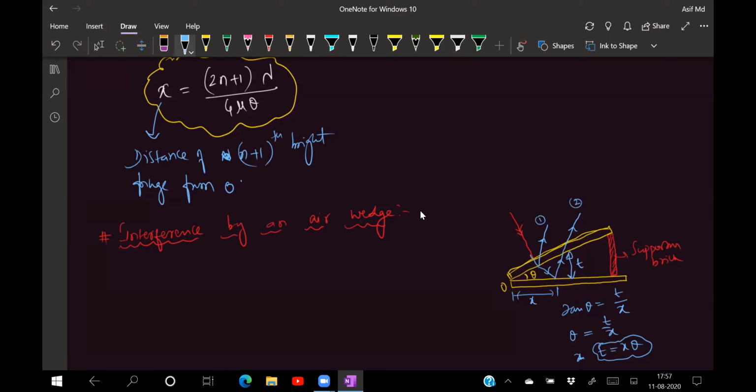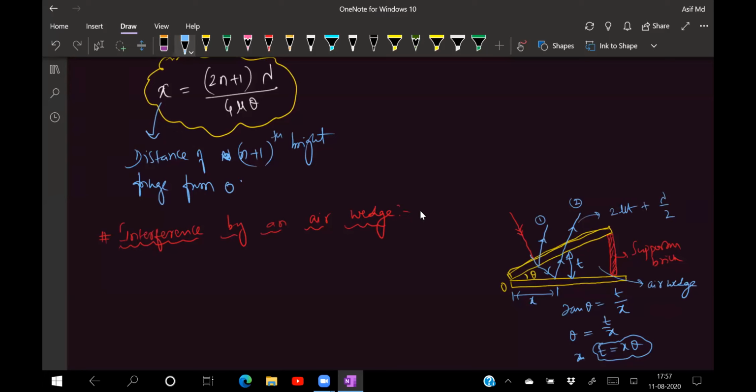The ray of light is being reflected from the upper surface, that is nothing but the upper wedge, as well as the lower glass plate. And in between there is air, so we are calling it an air wedge. The path difference in this one will become how much right now? This will be 2 mu t plus lambda by 2.